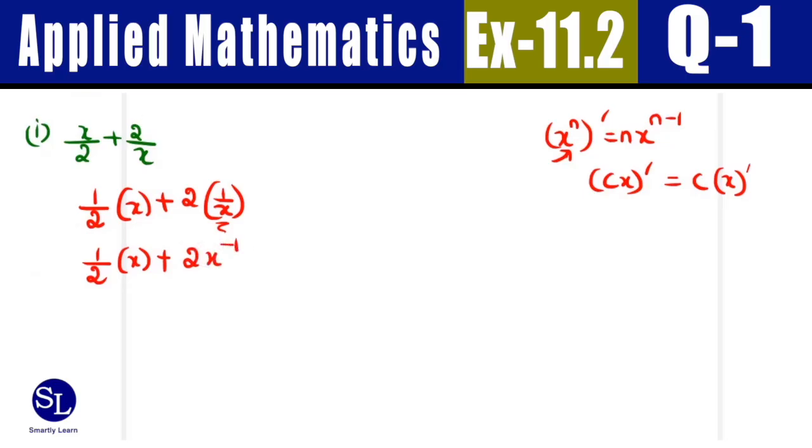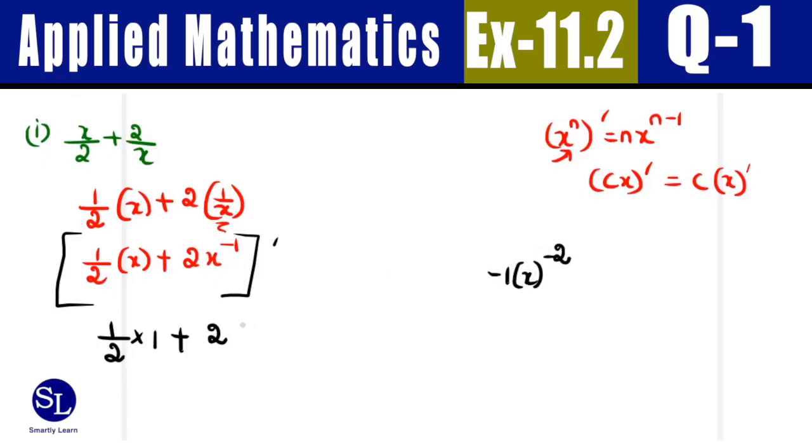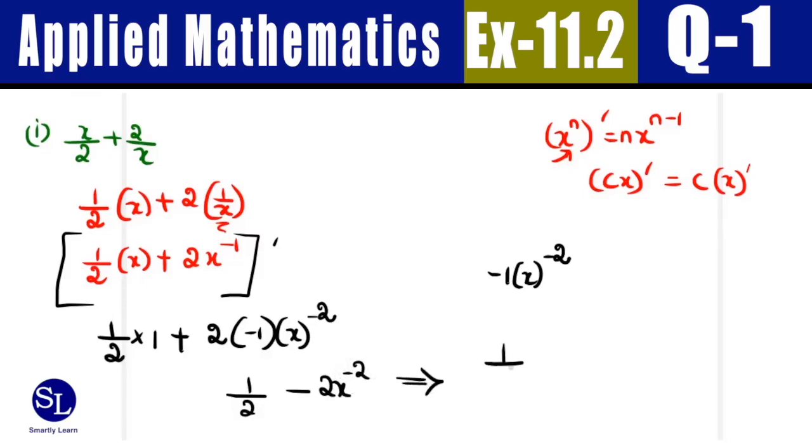Now let's try to differentiate this particular function. According to the formula, the constant is out. So this is 1 by 2. Differentiation of x is nothing but 1. So 1 by 2 into 1 plus 2 into differentiation of x power minus 1, which is minus 1 into x power minus 2. So this is 1 by 2 minus 2 x power minus 2, which can be rewritten as 1 by 2 minus 2 divided by x squared. So this is the differentiation of the input function x by 2 plus 2 by x.